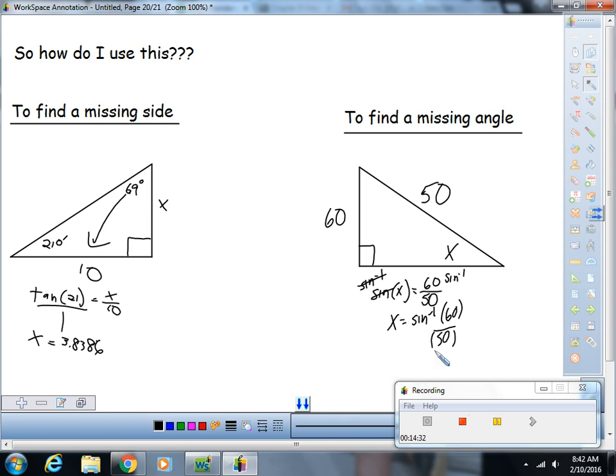Okay? So, let's do this problem over again, but let's make this a 10. And make this a 10. And what's the sine inverse of 10 over 50? Thank you, Eric. 11.54 degrees. Does that answer make sense? Heck yeah. Okay? You understand what you're doing now?